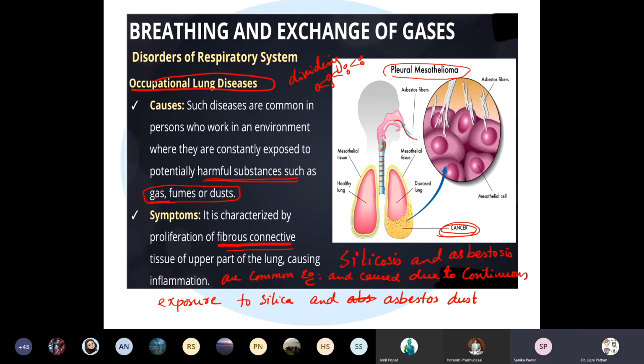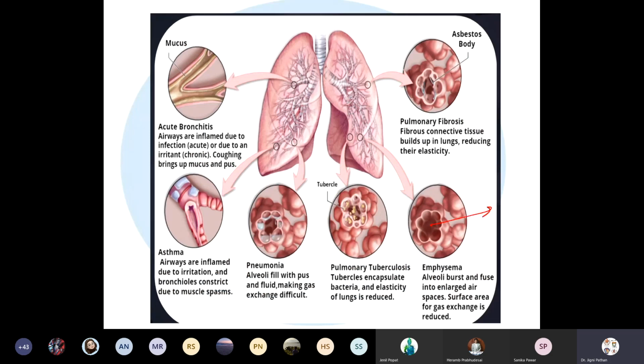Ma'am, in asbestosis, the asbestos dust occupies space in the alveoli. Yes. Okay, ma'am. You can see emphysema, the smoke is occupied here.